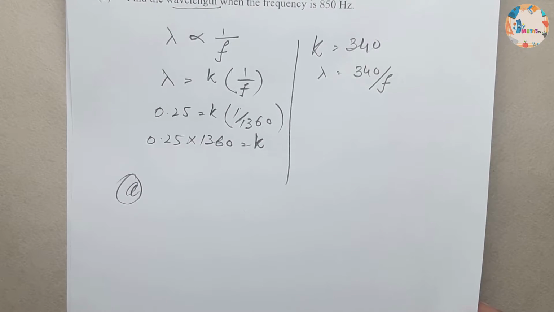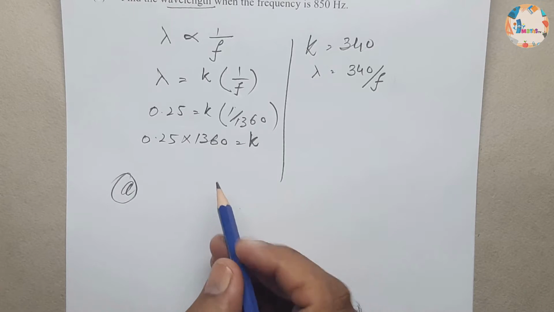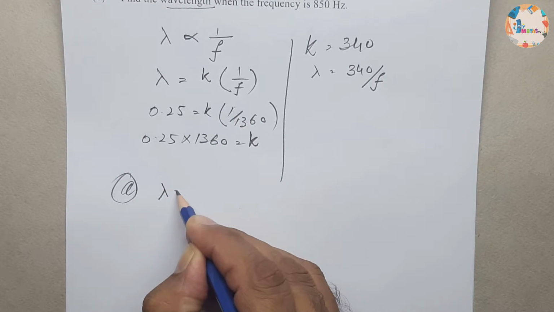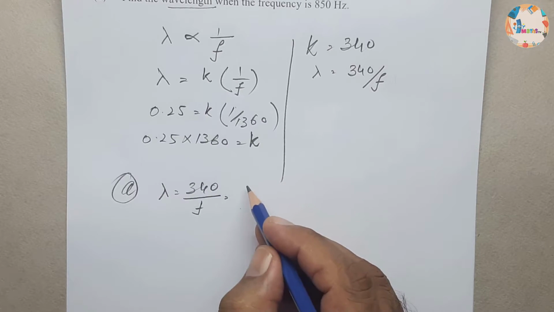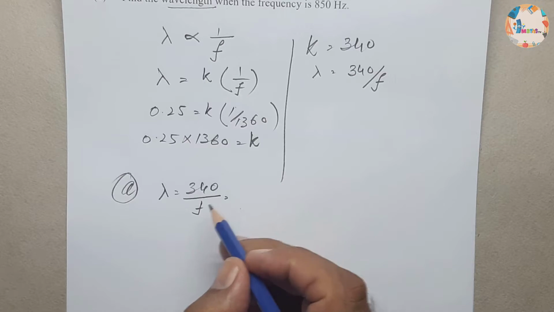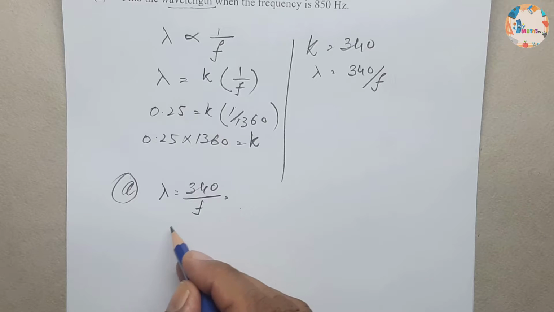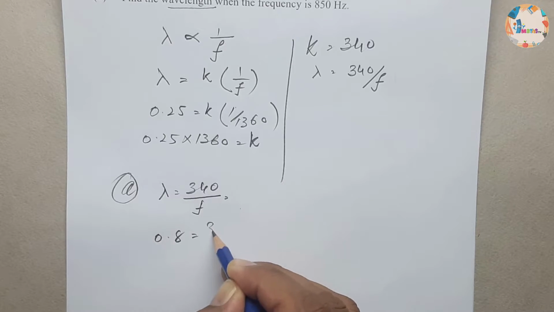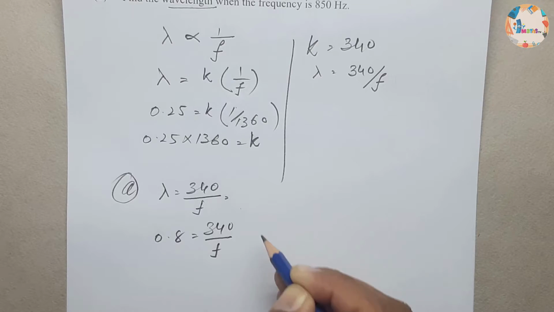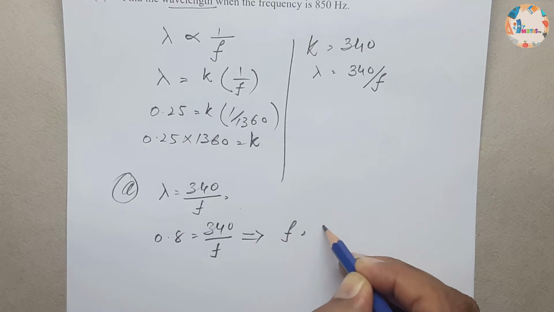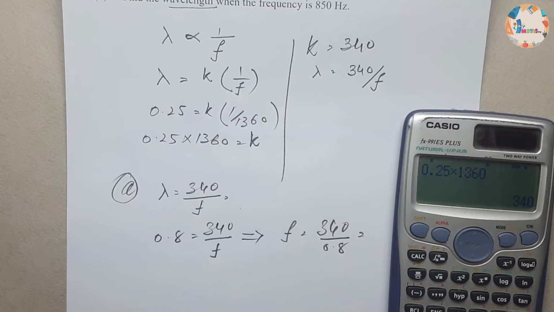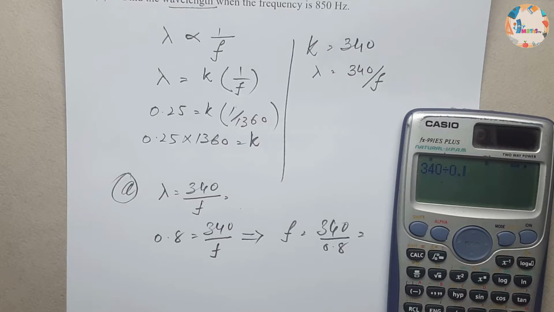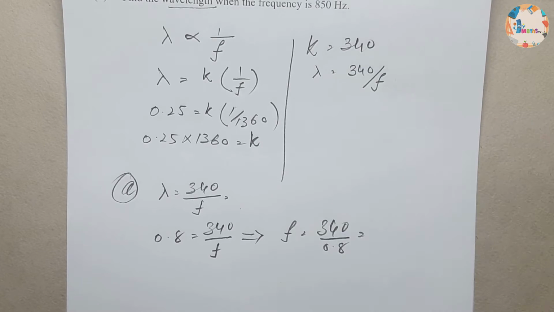The wavelength is given as 0.8 meters, and we have to find the frequency. So we can use lambda is equal to 340 over f. Writing 0.8 is equal to 340 over f, this implies f will be equal to 340 over 0.8. This will be equal to 425.